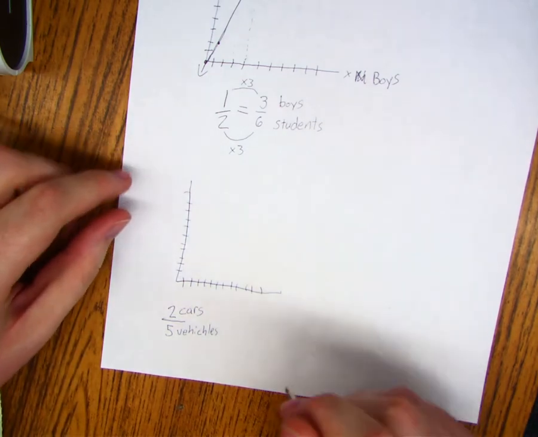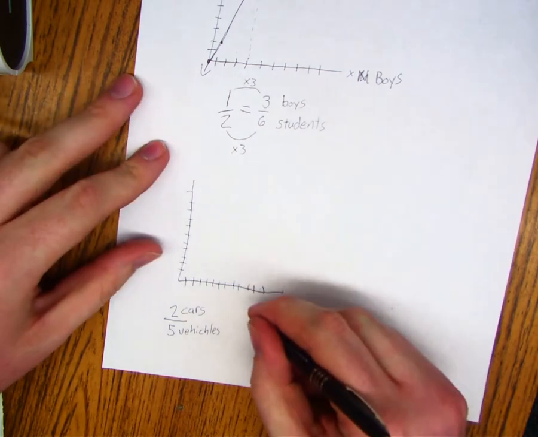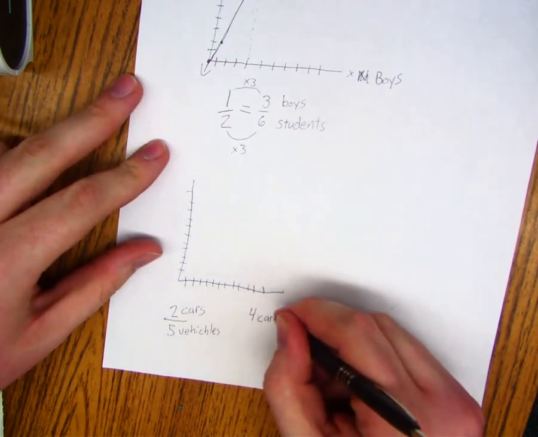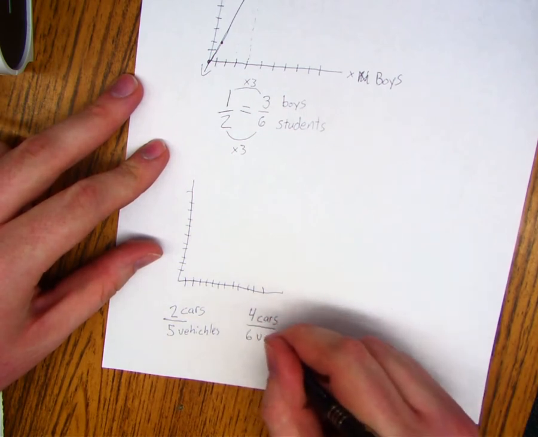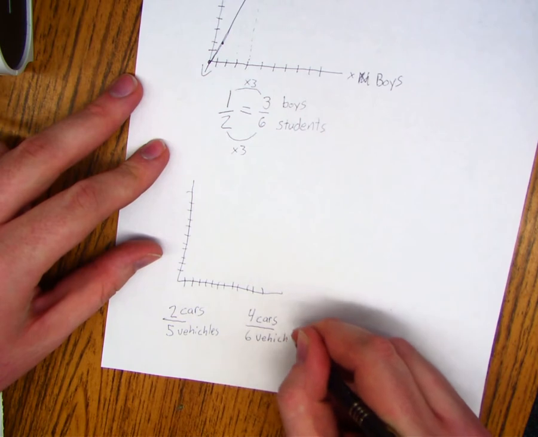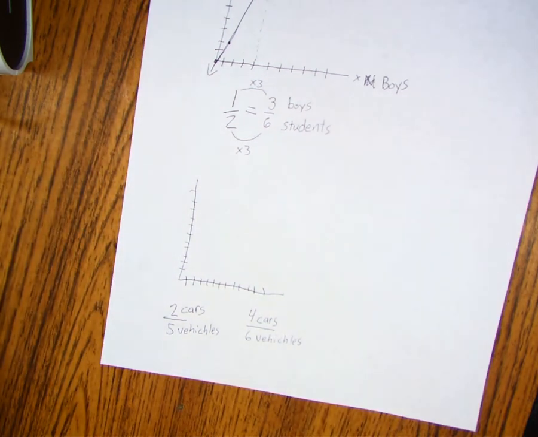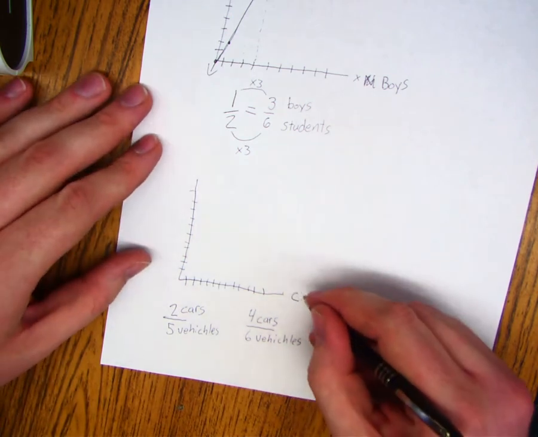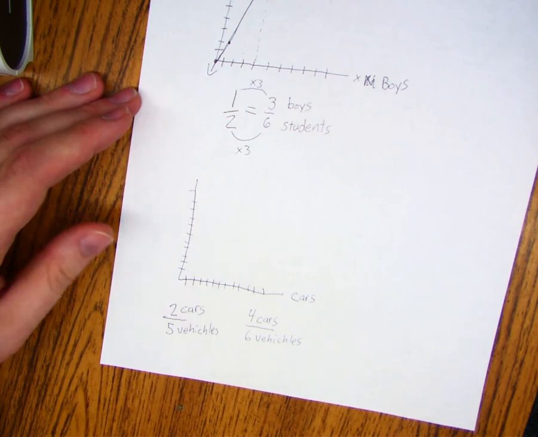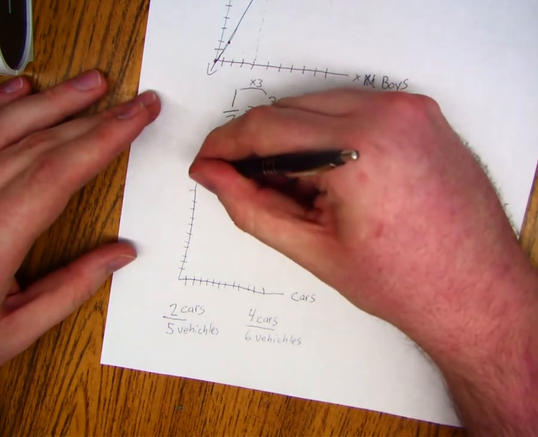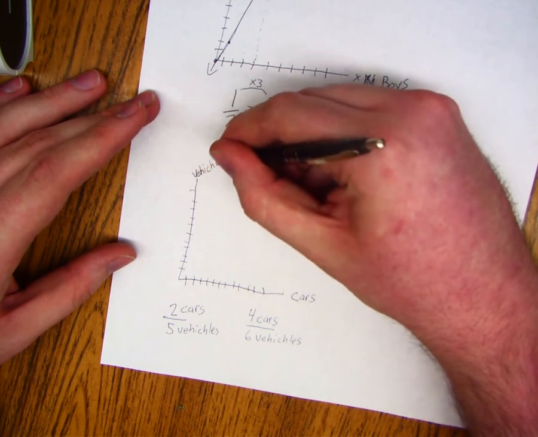Alrighty, and then supposing on another night in our parking lot we have 4 cars, to a total of 6 vehicles. Okay, so let's go ahead and we'll keep up with our trend. The units that were on top we'll put along our horizontal axis, and up here along the one that goes up and down, our vertical, we'll say that that will be our vehicles.